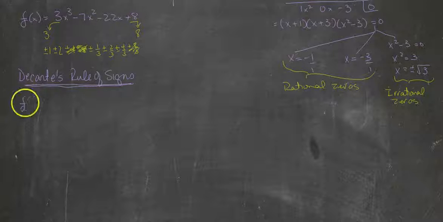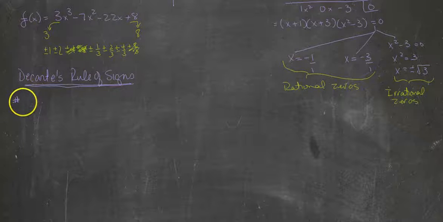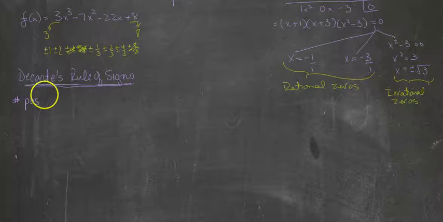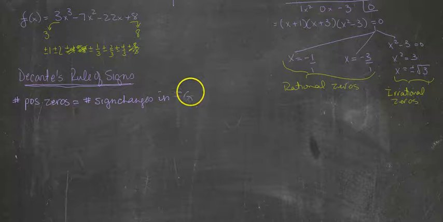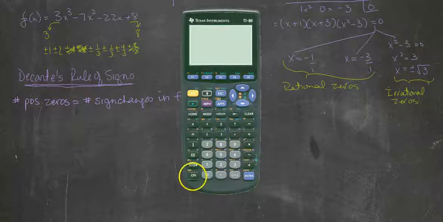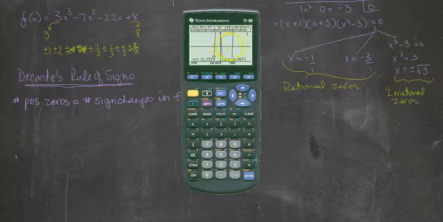It says that f of x, or the number of positive zeros, I'm going to use shorthand, is equal to the number of sign changes in f of x. So we remember from this picture just a moment ago that we have two positive zeros on this function. So let's test the Descartes' rule of signs against that.